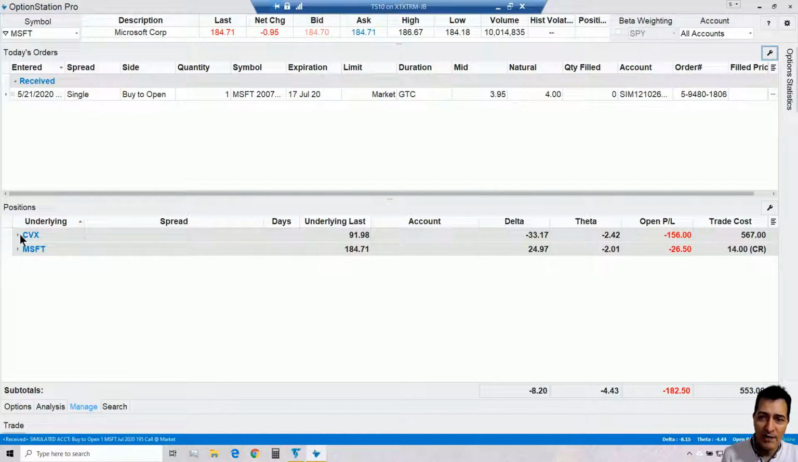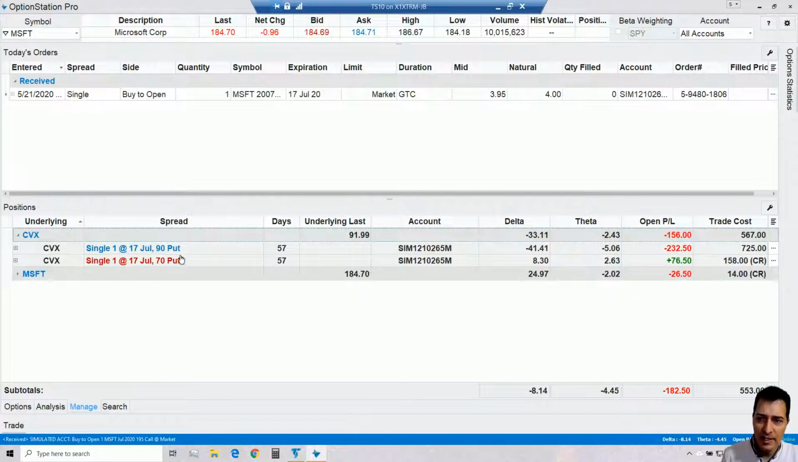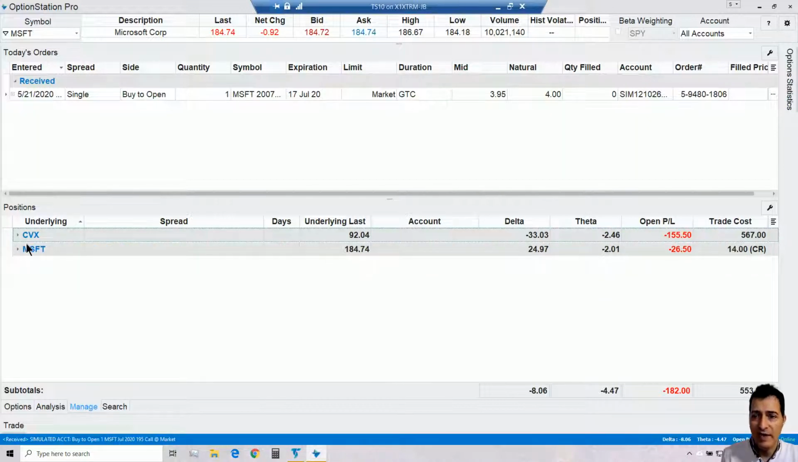Remember, we have a trade running on CVX. Okay, that was a put spread. So this trade is a trade betting that CVX will fall. The market have been moving higher. Okay, so I'm very happy actually with the setup I have, because I'm almost flat deltas, isn't it? Minus 33 plus 24. So in other words, if the market falls, my Microsoft trade will lose, but the CVX trade will profit. Okay, and vice versa. So I'm in a position where I have a little bit of a hedge, okay.